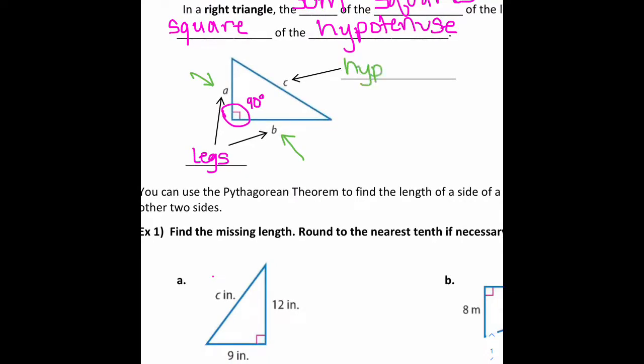The hypotenuse, like you saw in the video, is the longest length of a right triangle. So it will always be your longest length, and it's always directly across from the 90-degree angle. You can also think of it as the hypotenuse does not touch the right angle.